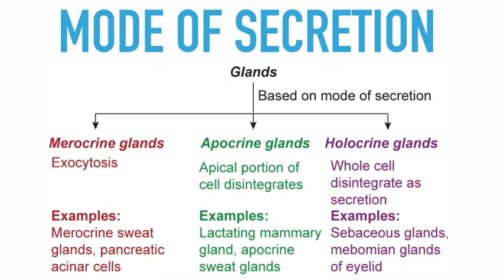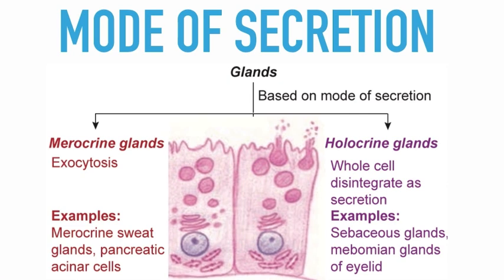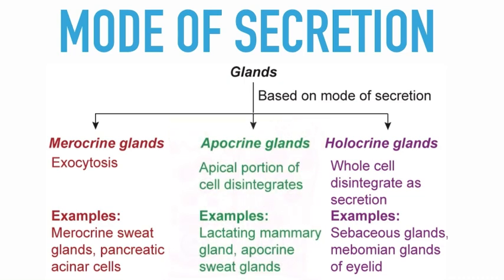Let's classify the glands on the basis of their mode of secretion. So we all are aware that there can be three types of gland on the basis of it: merocrine, apocrine and holocrine. So merocrine means the secretion is happening by exocytosis. So the gland is not losing anything. So these are found in merocrine sweat gland and pancreatic acinar cell.